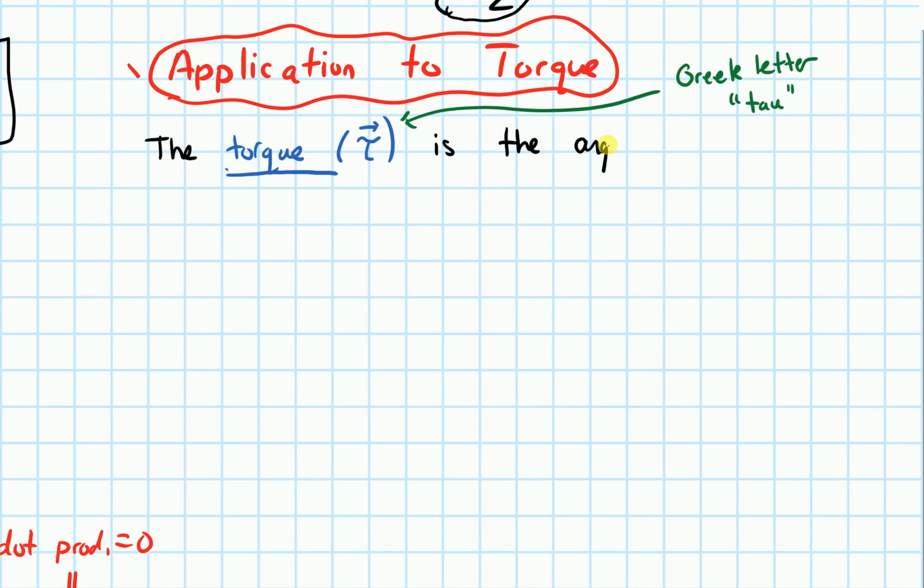So the torque is the angular force. What I mean by angular is, it's a force that twists. It's a twisting force. So it's the angular or the twisting force on an object.